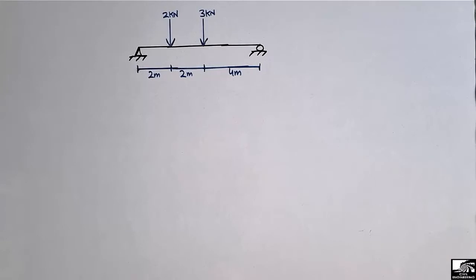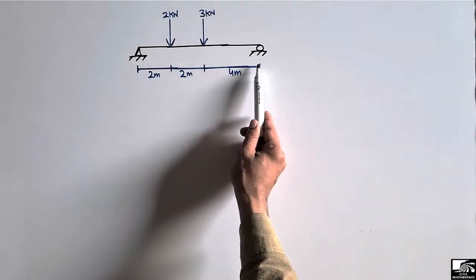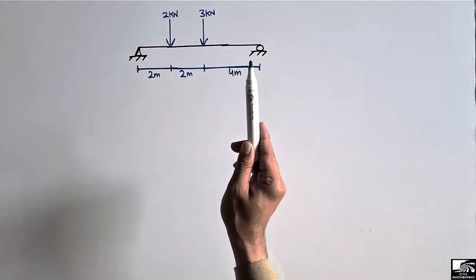In today's lecture, we are going to analyze this simply supported beam, and we have to find out their support reactions and then draw the shear force and bending moment diagram in a very simple and easy way.